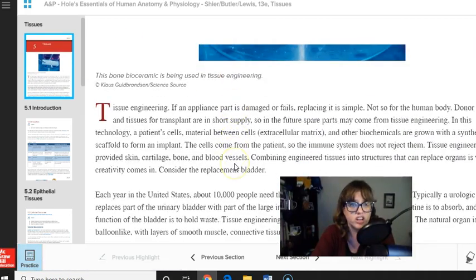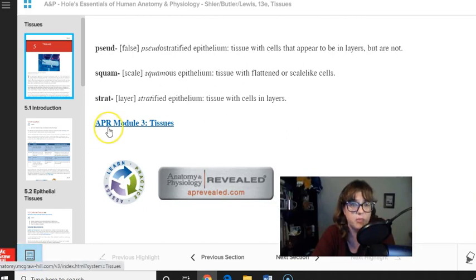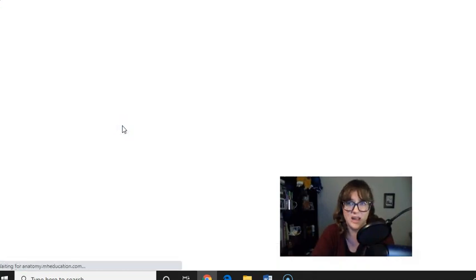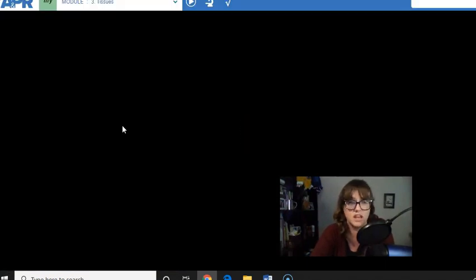In the introduction, at the end of each section, there is a link to this APR, which means Anatomy and Physiology Revealed module, and this module 3 is the one you're looking at. If you're using Chrome, it should open automatically. I'm not sure about the other browsers. What you can do is have your lab either printed out or go back and forth, or maybe you have an iPad that you can write on, whatever works for you. So let this set up. It might take a few. Oh, I think it's ready.